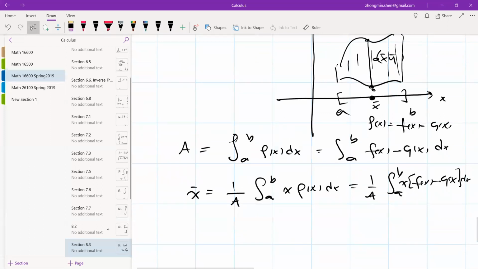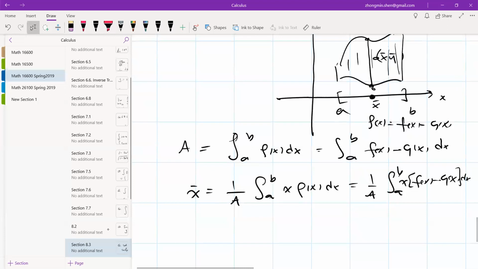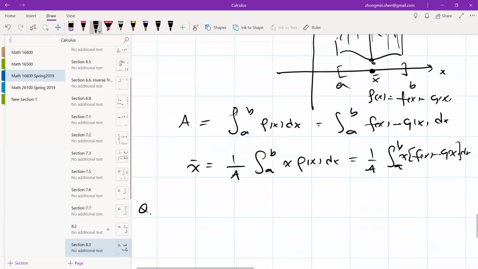The reason is that we use different ways to figure out the y bar. For x bar, you just collapse the whole domain onto the x-axis. You get an interval, and the length of each cross section gives you the density function at that point. Okay, so let's take a look at some problems from the book. We're going to find the center of mass of the semicircle.